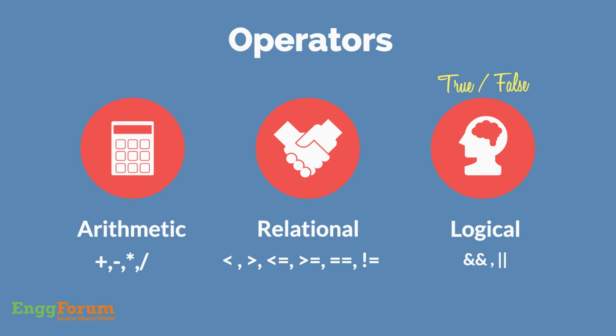The third type of operators are logical operators. These operators include the logical AND operator and the logical OR operator. The resulting output from logical operators is true or false values. Let's now perform an operation using functions.